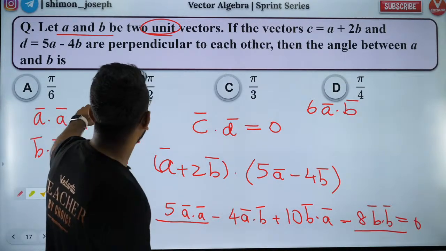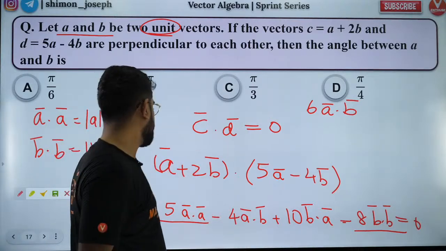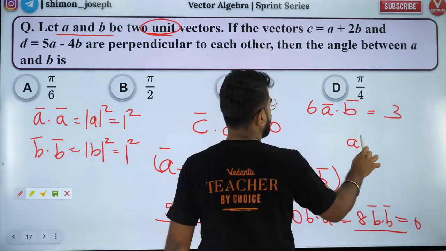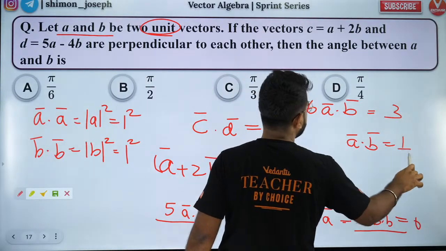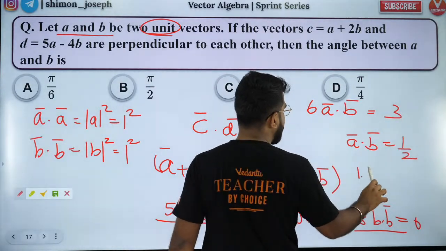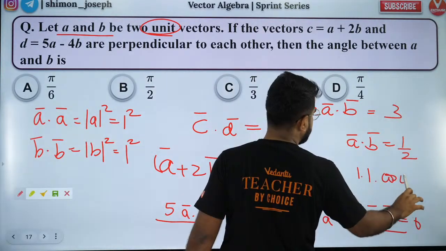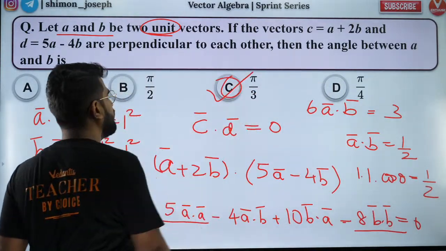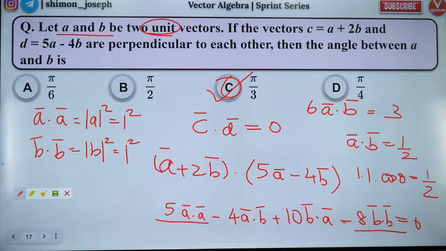5 and then 8. Okay, correct. So 5 minus 8 is 3. So it will be 3. So A dot B will be equal to 1 by 2. What is A dot B? A dot B is mod A mod B into cos theta, which is equal to 1 by 2. So cos theta equals 1 by 2. Theta is pi by 3. That's the way you solve it. I hope you guys got it.